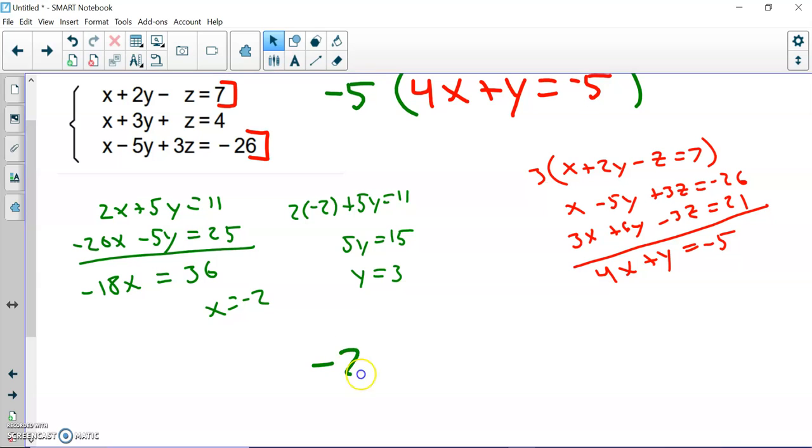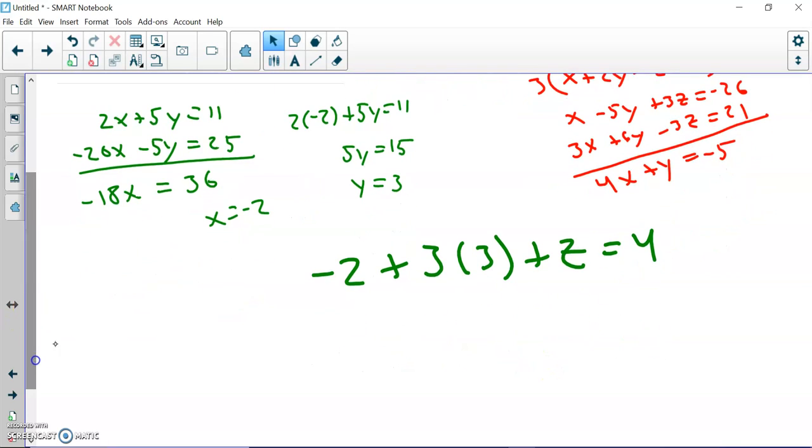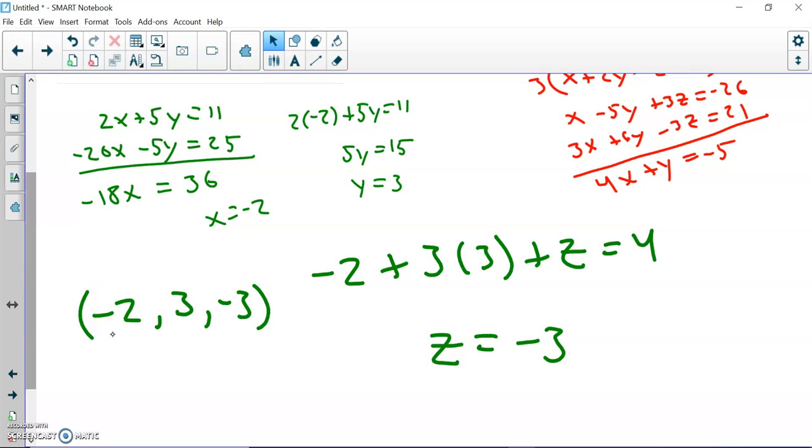All right, so x is negative 2 plus 3 times our y, which is 3, plus z equals 4. So let's see, 3 times 3 is 9, minus 2 is 7. And if you subtract the positive 7 here from 4, you get negative 3. So the solution set is x is negative 2, y is 3, and z is negative 3. So that's doing it by hand.